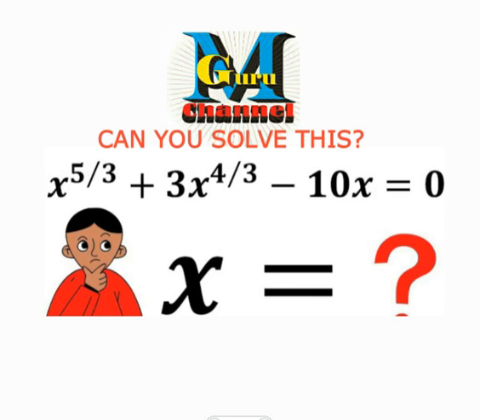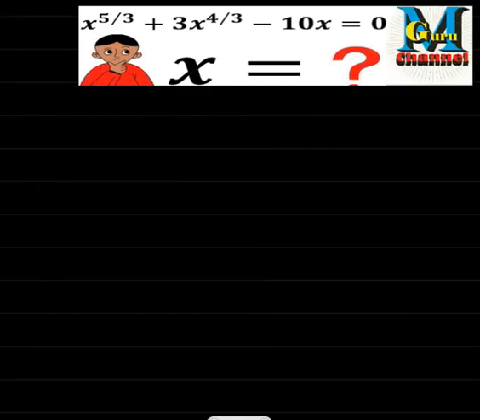Today we are simply going to resolve this question on the screen. We have x raised to the power of 5 over 3 plus 3x raised to the power of 4 over 3 minus 10x equal to 0. We are required to find the value of x. Can you solve this? You can pause the video and attempt the question. Having done that, let's quickly attempt the question together.